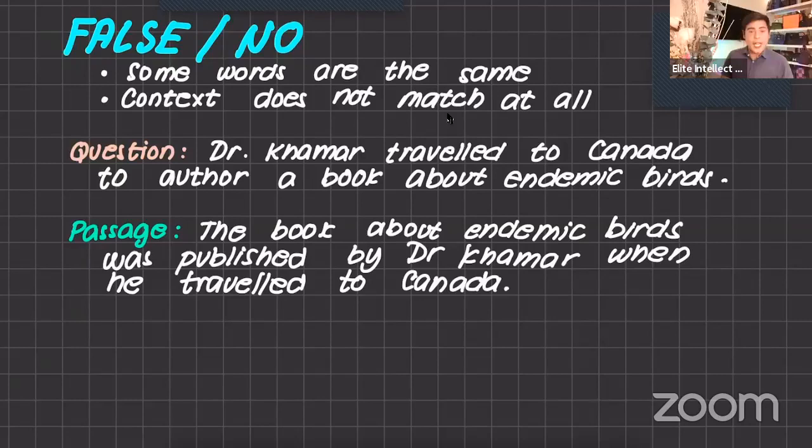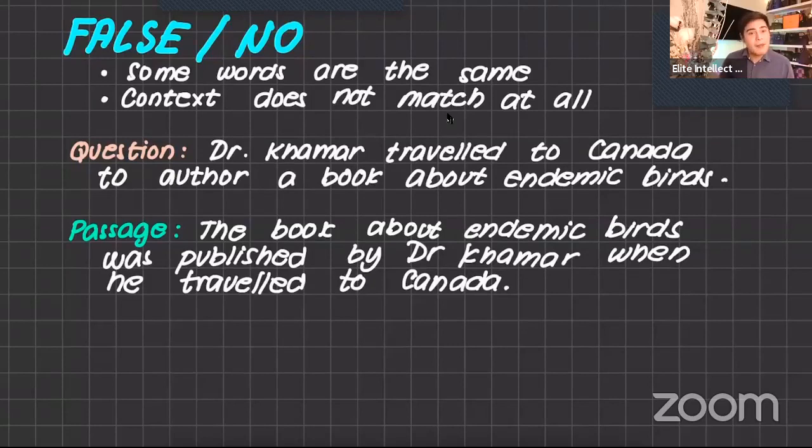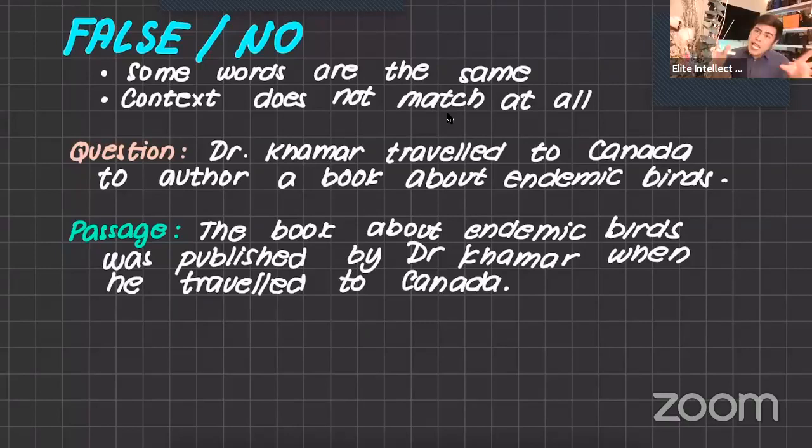Okay, let's take a look at this one. All right, let's take a look at the question and the passage, guys. Dr. Kumar traveled to Canada to author a book about endemic birds. And then in the passage, you saw the book about endemic birds was published by Dr. Kumar when he traveled to Canada. We're like, what are you talking about, Sir Joseph? These two are matching exactly. They're the same. That's not a fault, Sir Joseph. Nah, girl, you're wrong, Joseph. You're stupid. It's actually true.